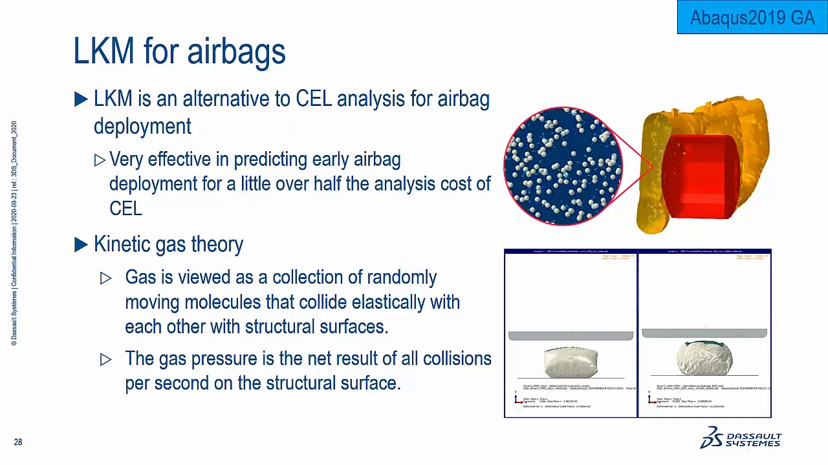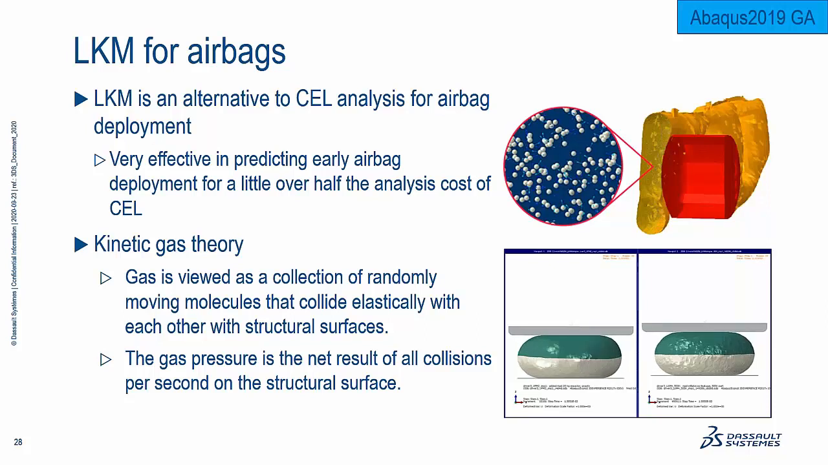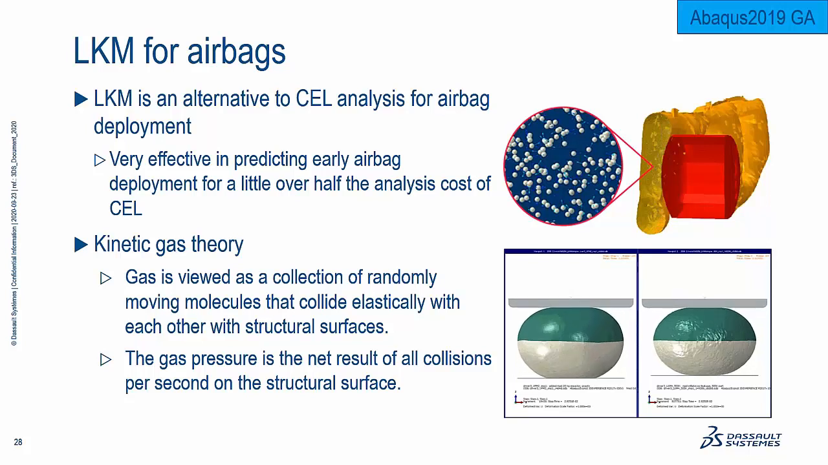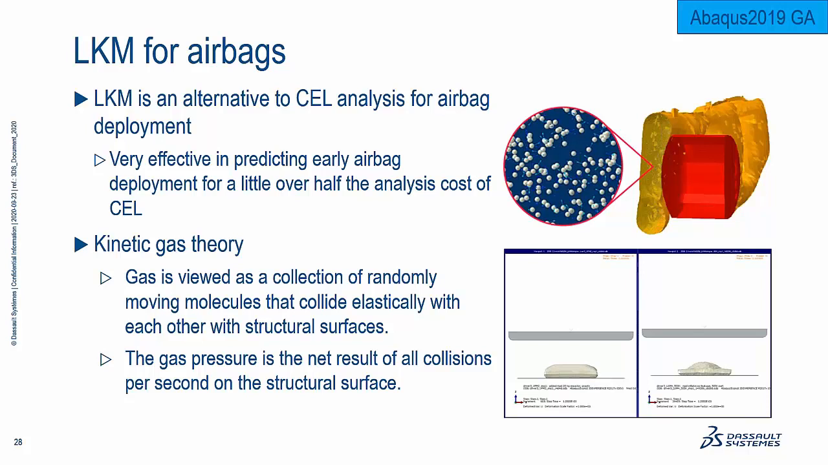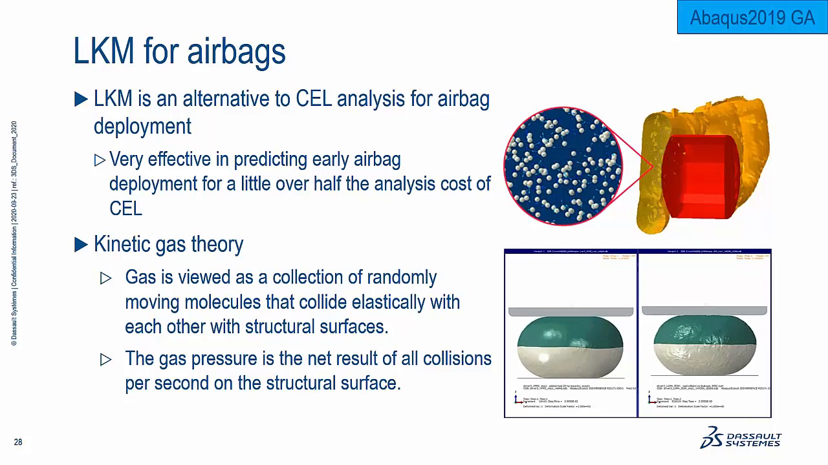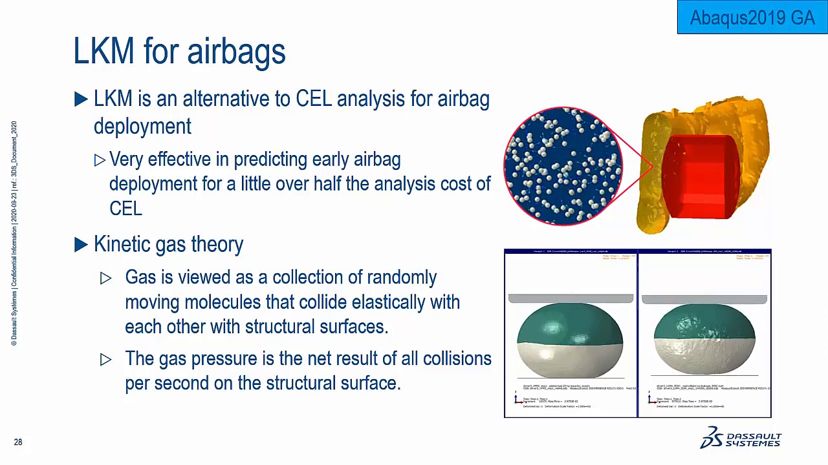Another customer-driven enhancement was our customers coming to us and saying, look, we love that CEL, our coupled Eulerian Lagrangian, is very effective at modeling the full deployment of airbags. But for the most part, once we have modeled the early deployment, we really don't care. We know it's going to work. Can you give us a methodology? Can you use this kinetic gas theory methodology that has been known about since the 40s to give us the early time solution of the problem?